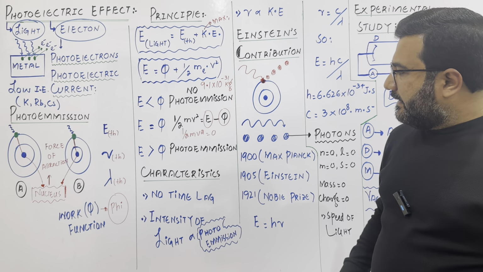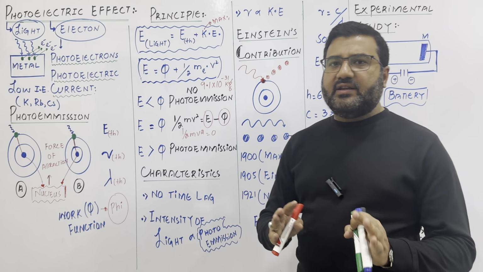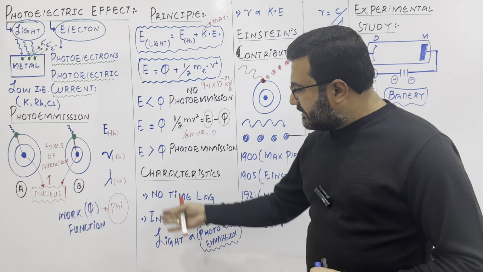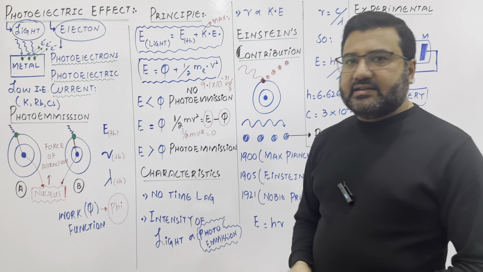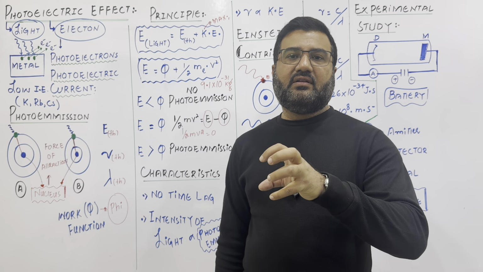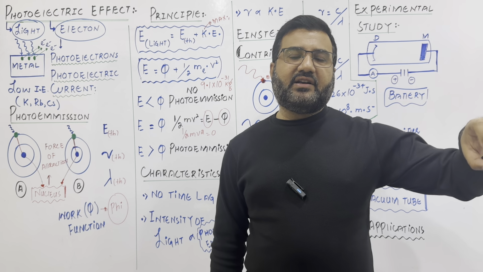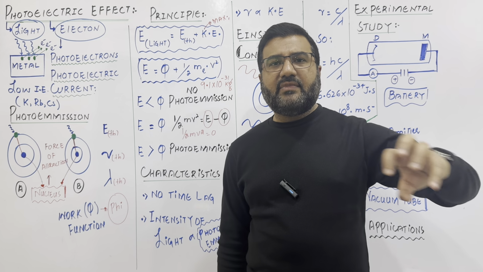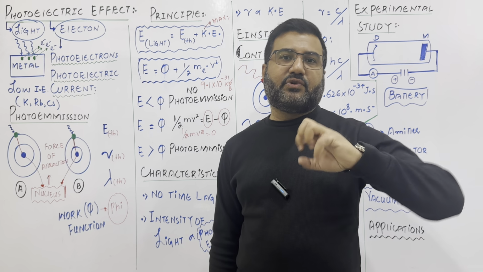Now, what are the characteristics of photoelectric effect? This is a very important point because lots of concepts are there. Characteristics: first, no time lag. As the light hits the electron, immediately the electron will be ejected from the metal atom. There will be no time lag. Photoelectric effect is an instantaneous process.